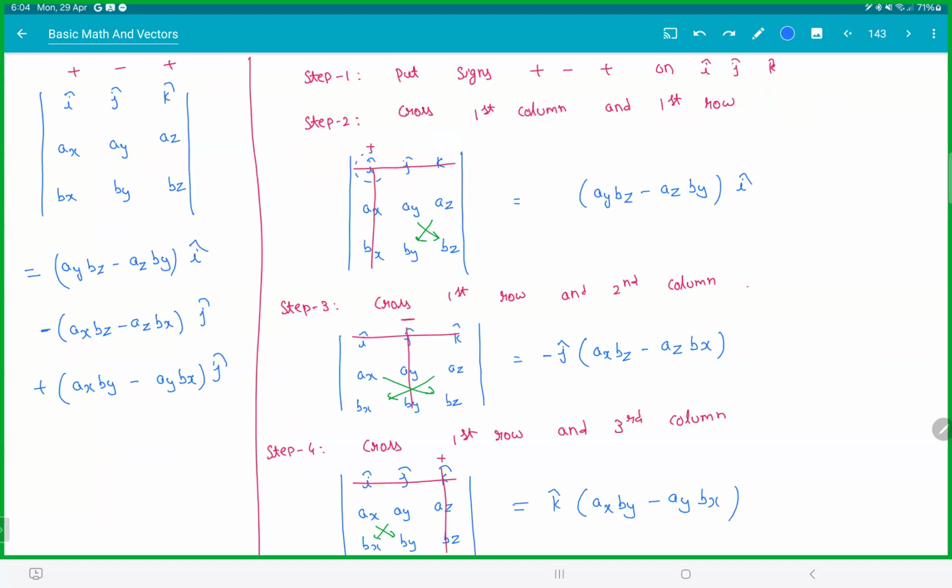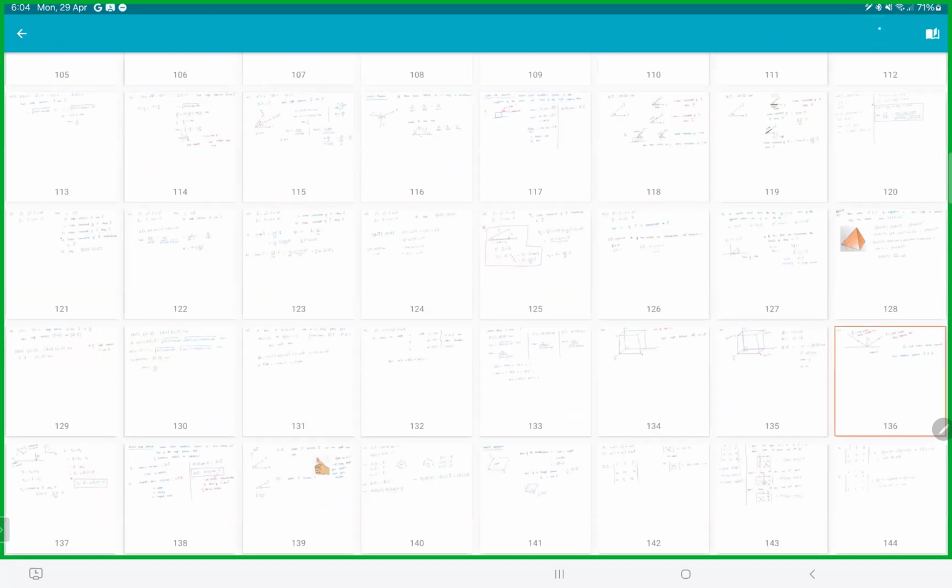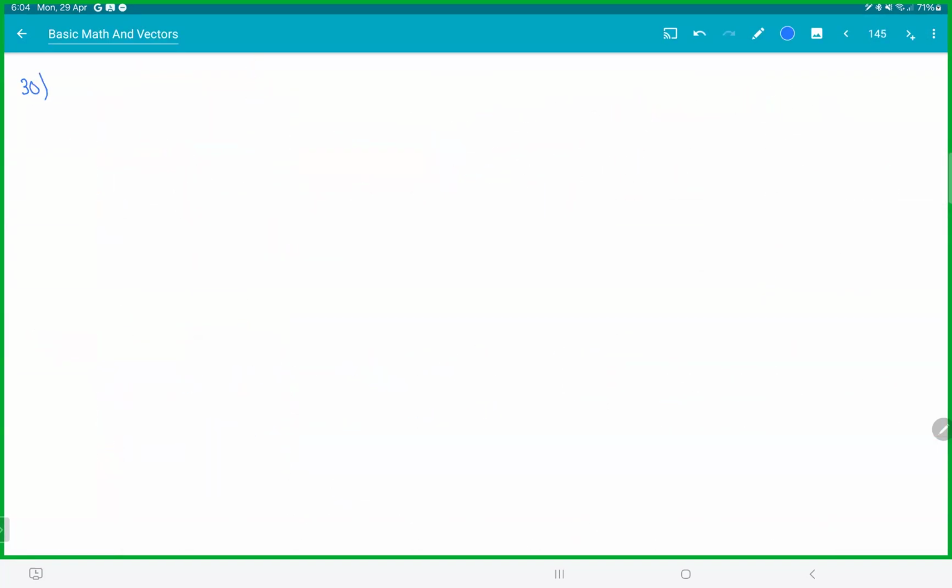Let's see a question now. That's it. If you understood this thing, vector cross product main thing is done. So question will be framed like this. We have a vector a bar, which is 2i minus j 3k. B bar is i plus 3j minus 2k. So this is how they can ask the question.